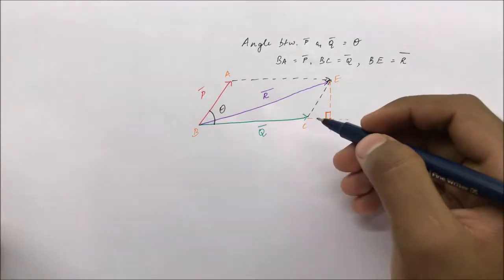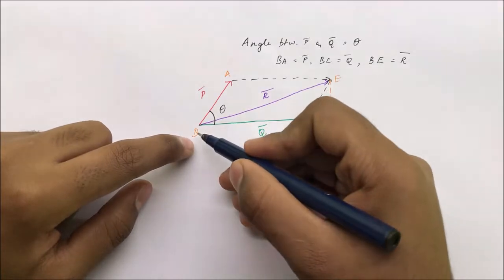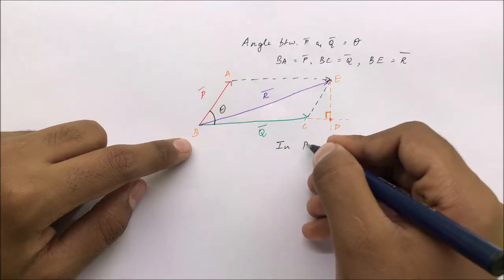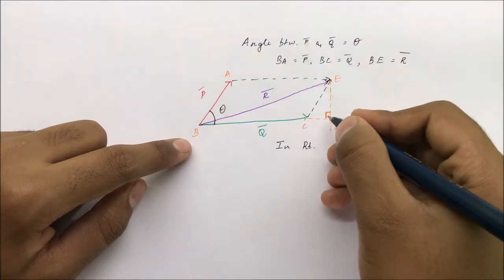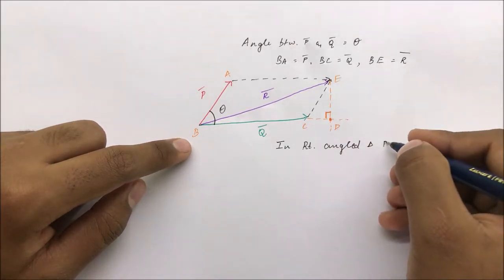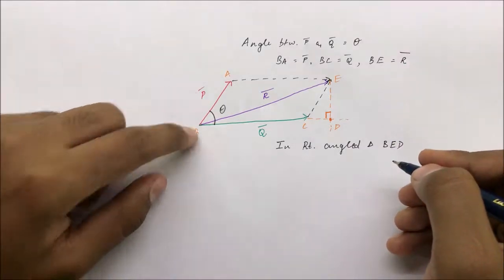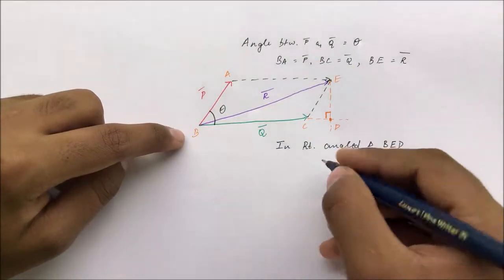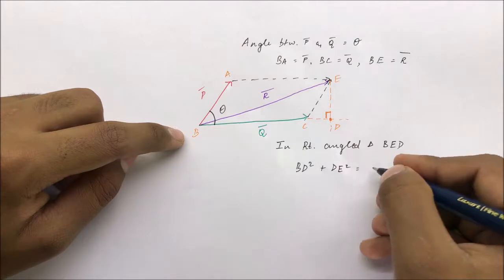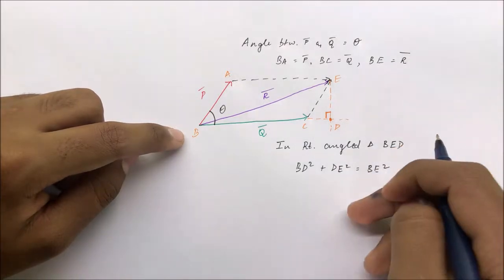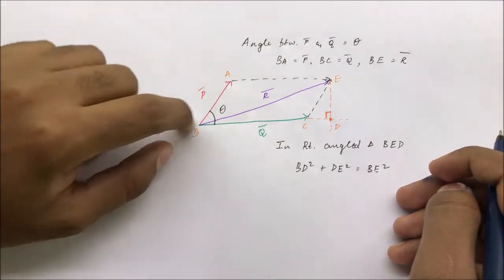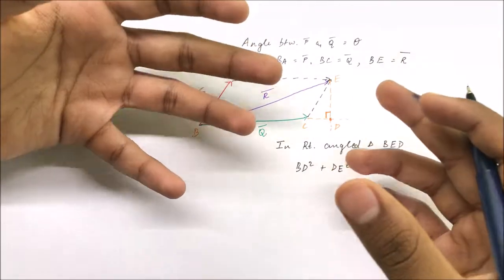After this small construction, I would consider this triangle BED. In right angle triangle BED, it's right angle because this is a 90-degree angle, right? So in right angled triangle BED, using Pythagoras theorem, BD square plus DE square is equal to BE square. It's obvious, right? The sum of the squares of two adjacent sides of a triangle would be equal to the square of the hypotenuse. This is the basic Pythagoras theorem that you learned, right?